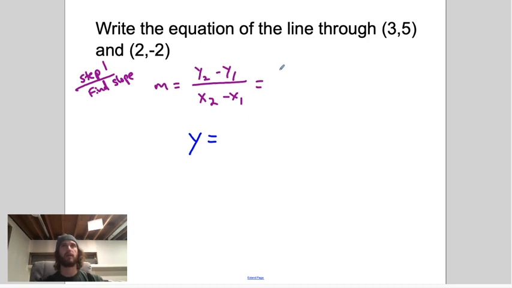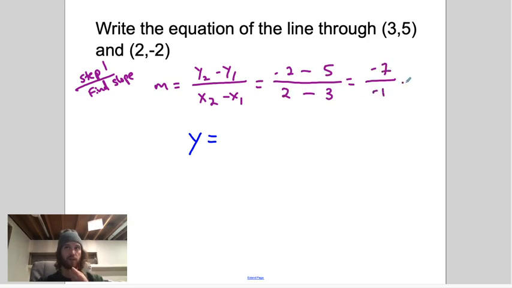And then you are going to plug these values in. y2, we'll call this point 2, this one point 1. It's going to be -2 minus 5 over 2 minus 3. So -2 minus 5 is -7. 2 minus 3 is -1. Negative divided by negative is a positive. 7 divided by 1 is 7. Great. Now we have the slope, so we can continue.